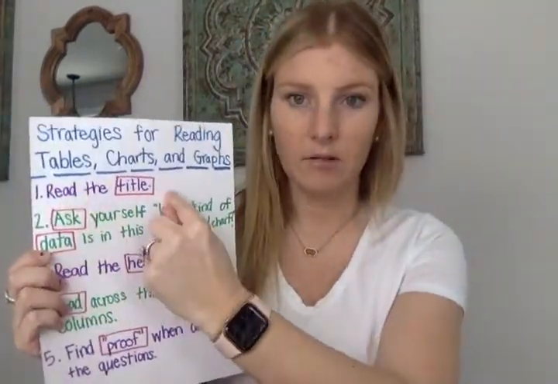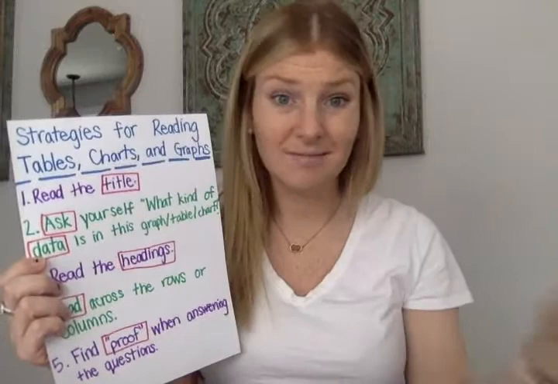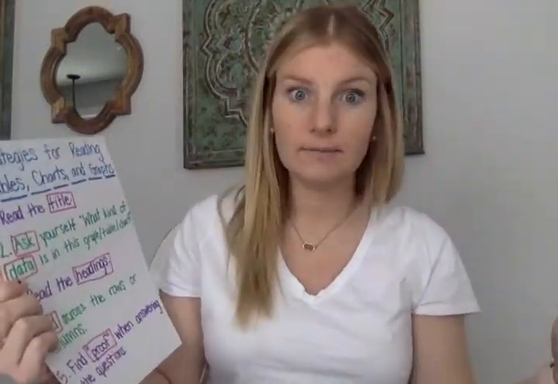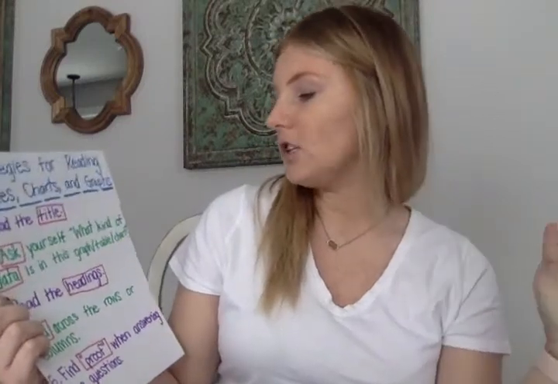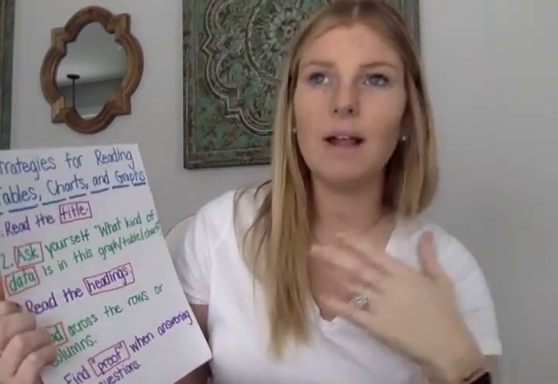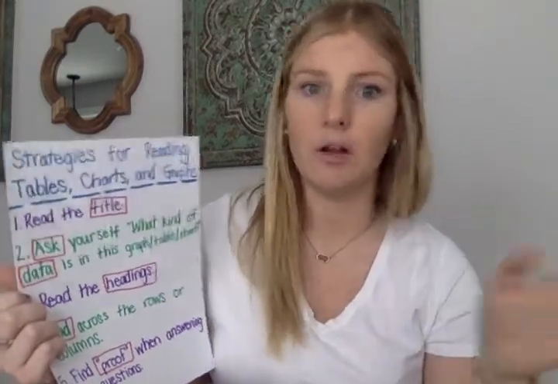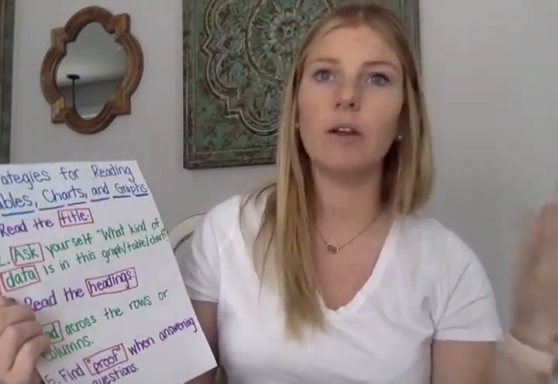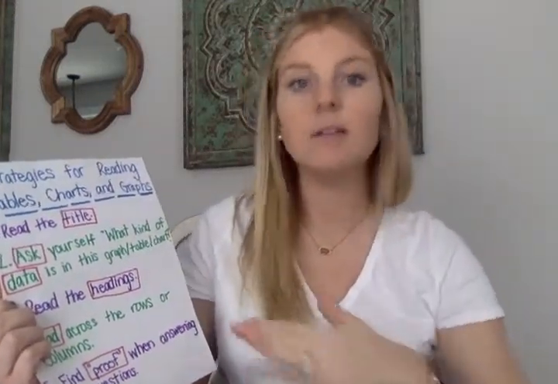So some strategies. First of all, read the title. Okay, this is pretty easy. It's like a book. Read the title of the graph, or the table or the chart. Then you need to ask yourself, what kind of data is in this graph, table, or chart? Okay, and I'm not saying what kind of numbers. Are they big or are they small? What is the chart telling you? Is it telling you kids' favorite ice cream? Or is it telling you a list of dates that battles in the Civil War happened?